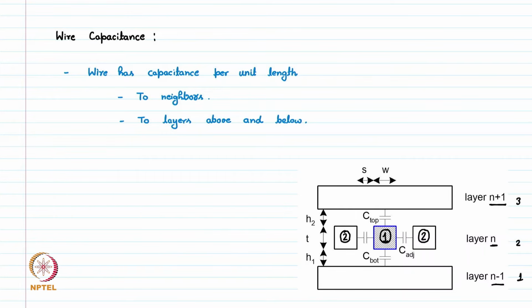The wire has capacitance per unit length we want to calculate. For a unit length, how much is the capacitance? There are two components to this capacitance. One is adjacent to the neighbor. This wire 1 has two neighbors, one on the right side, one on the left side. These two wires have certain capacitance. Let us denote it by C adjacent. So on both sides this wire has capacitance C adjacent.